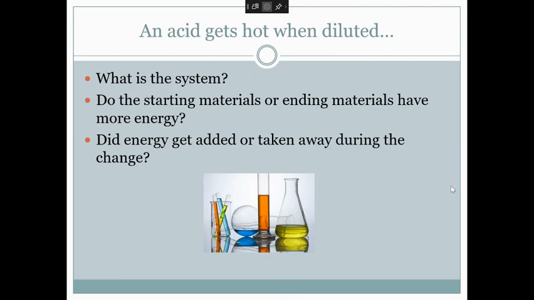This happens a lot too. This is a science term. Acid gets hot when it's diluted. So if I had a cup of acid in my hand and I added water to it, it would get hot. And that is an exothermic process.